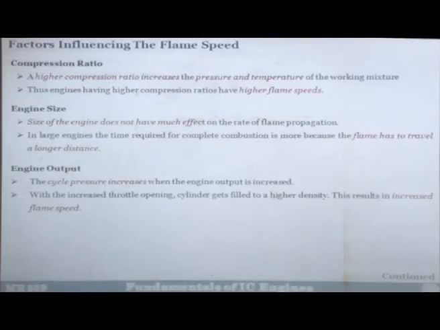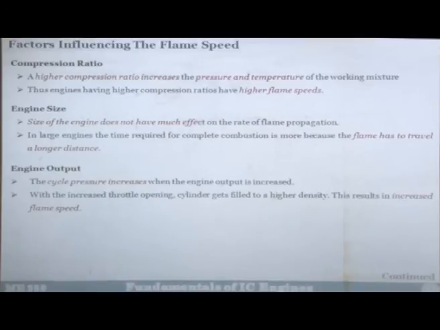The next factor that affects the flame speed is compression ratio. So, a higher compression ratio, what will it do? It will increase the pressure and temperature at the end of the compression, and it will increase the pressure and temperature of the charge, and therefore, what will it do? It will increase the flame speed. Thus, the engine having a higher compression ratio will naturally have higher flame speeds compared to the ones which have a lower compression ratio. Engine size does not have any significant effect on the rate of flame propagation.